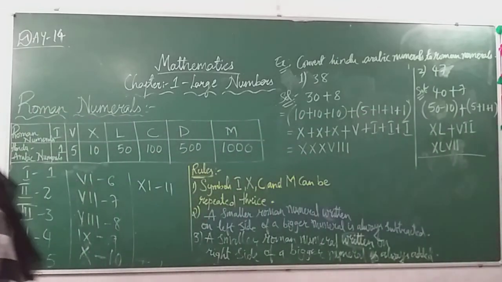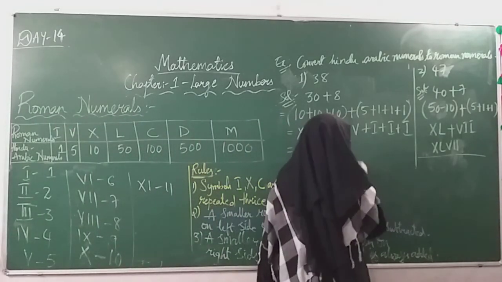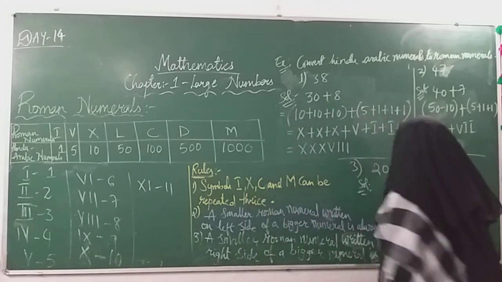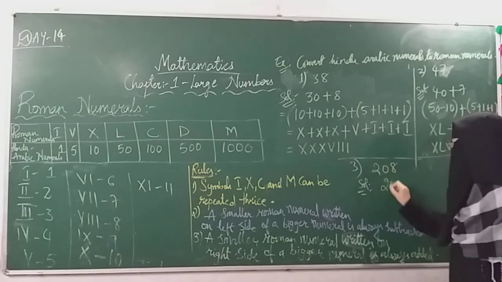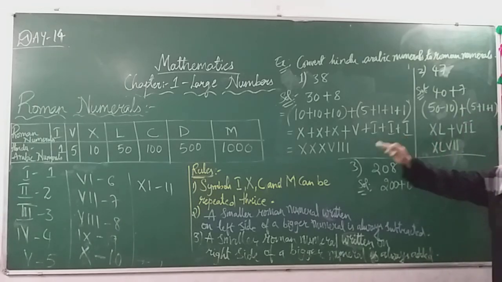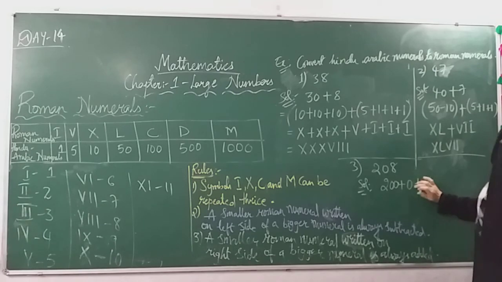Okay. Next, we will see how to convert Roman numerals to Hindu-Arabic numerals. I'll show you one more. I'm taking 208. I'm writing the solution. See, for 208, how can we split this? 200 plus 8, right? 200 plus 0 plus 8. One more thing I'll tell you here: in our Roman numerals, we don't have any symbol for 0. So we are ignoring that.